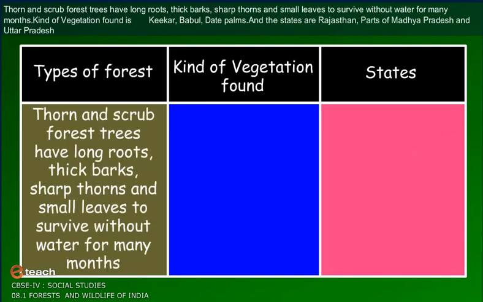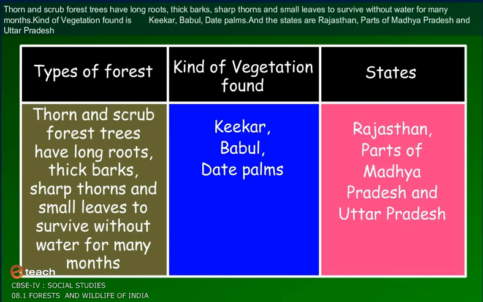We'll move to the third type. Thorn and scrub forest trees have long roots, thick barks, sharp thorns and small leaves to survive without water for many months. The kinds of vegetation found are kikar, babul, date palms, and the states are Rajasthan, parts of Madhya Pradesh and Uttar Pradesh.